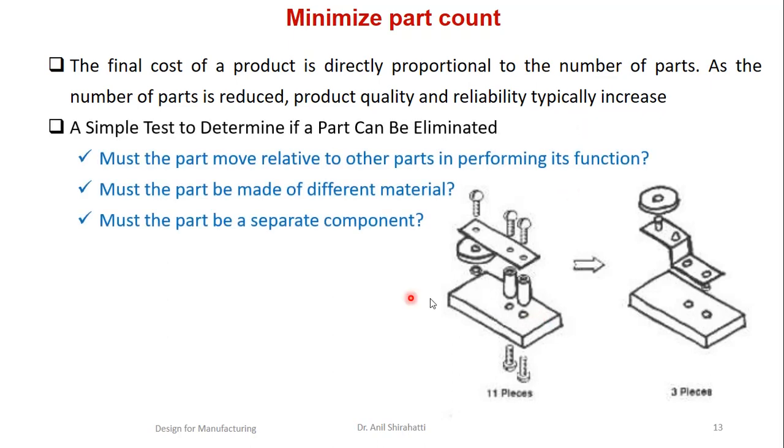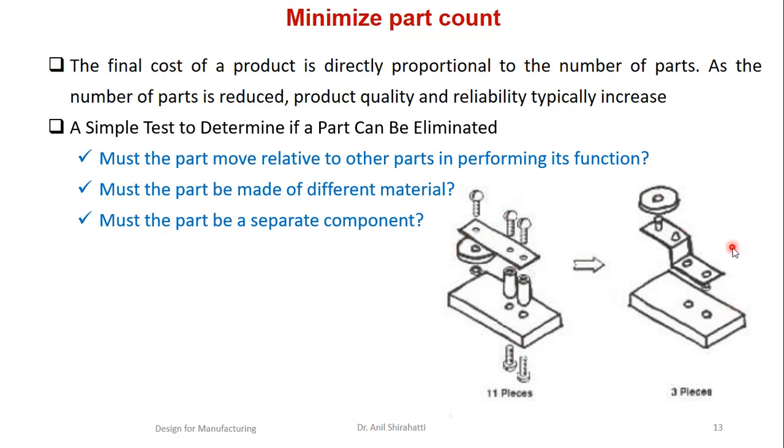Next, a simple test to determine if a part can be eliminated. Now you can see this first design consists of 11 pieces. Now this third design consists of 3 pieces. So what happens? The number of parts got reduced. Because of that, product quality has increased, and reliability typically increases. If even one screw is not tightened properly or has some problem, the product will not function properly. So see, the new design is much better.